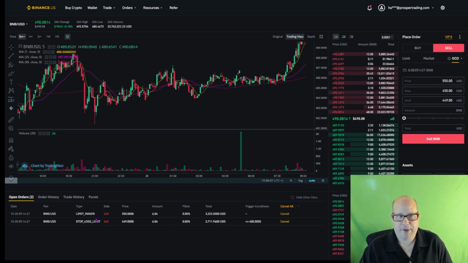It has a limit maker order and a stop loss limit order both set up. It will execute one or the other, and once it does that, it will cancel out the other order automatically. Once this executes, it's a great way to lock in profits and also to limit losses. It's one of the reasons I really like Binance.us.